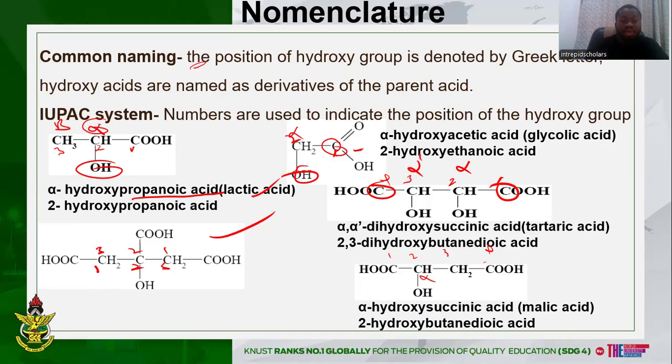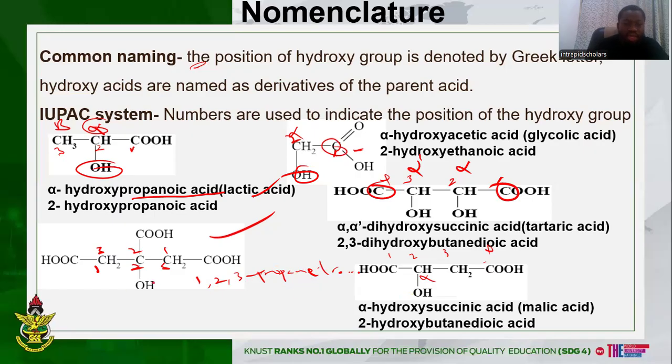Now, the 1, 2, 3 will give me the parent name of propane. Now, this is how I bring the 3. So propane tricarboxylic acid will be my parent name. I have to show where the 3 carboxyl groups happen. So I will say the parent name will be 1,2,3-propane tricarboxylic acid. That will be the parent name.